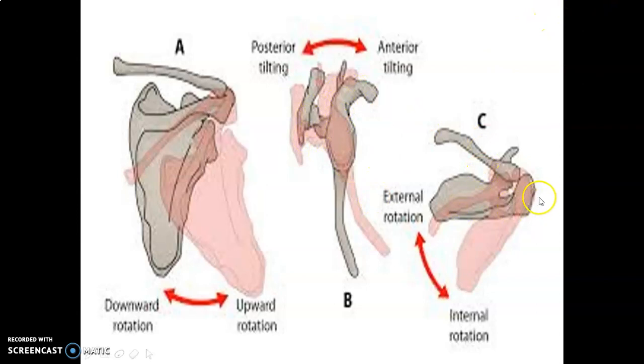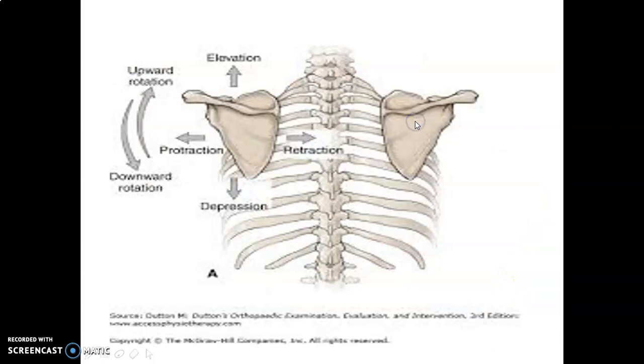And this one is the vertical view, the superior-inferior view. Here you can see how there is an internal rotation and an external rotation. This is an external rotation because the lateral aspect of the scapula is moving externally, and here it is moving internally. So this is the internal rotation, and this is the external rotation.